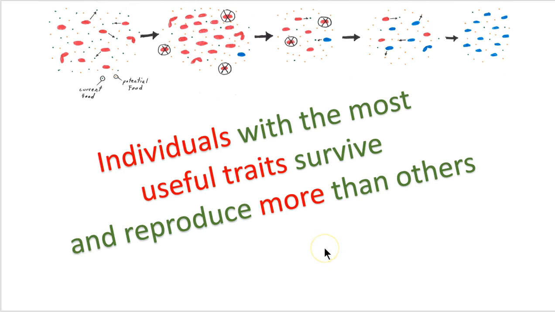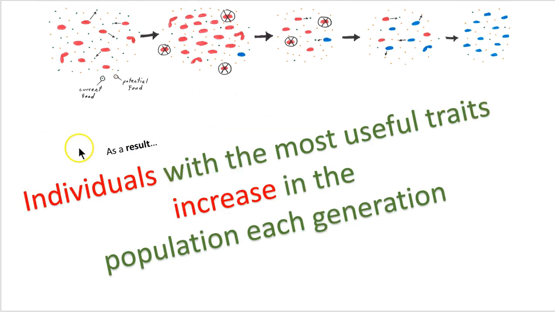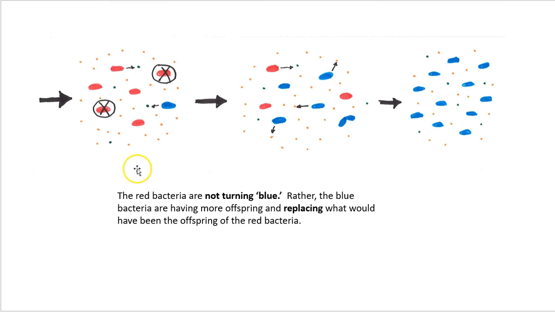Now, individuals with the most useful traits survive and reproduce more than others. And as a result, individuals with the most useful traits increase in the population each generation. So as we look at this sequence of generations, we had more red bacteria over here and one blue one here, but as time goes by, as the generations unfold, the population is becoming more and more blue.